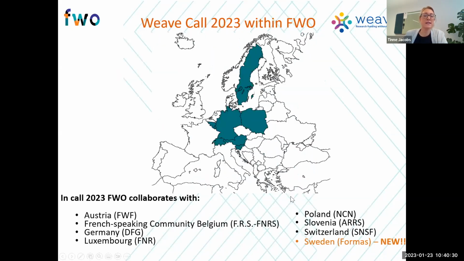On the next slide, you can see the partners for WEAV Call 2023. So we will still collaborate, of course, with our previous partners, being Austria, the French-speaking community of Belgium, Germany, Luxembourg, Poland, Slovenia, and Switzerland. And from this call onwards, we will also start collaborating with Sweden, FORMAS. So this is a new opportunity for Flemish researchers within WEAV.